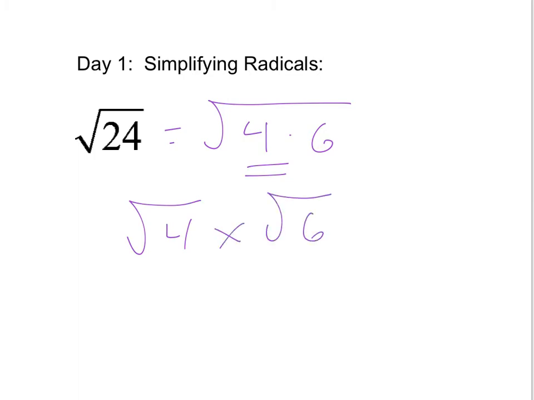So using our rules of radicals, root of 4 times 6 can now be written as root 4 times root 6. Well, root 4 is 2, so 2 times root 6. There is our radical in simplest form, 2 root 6.